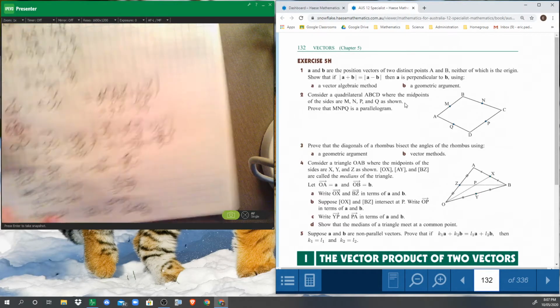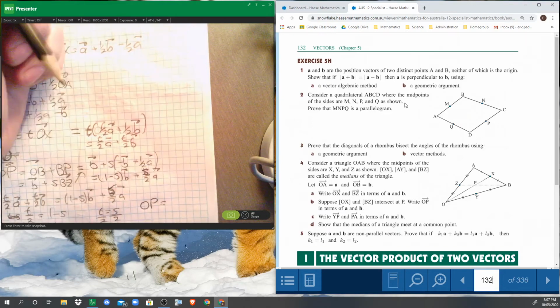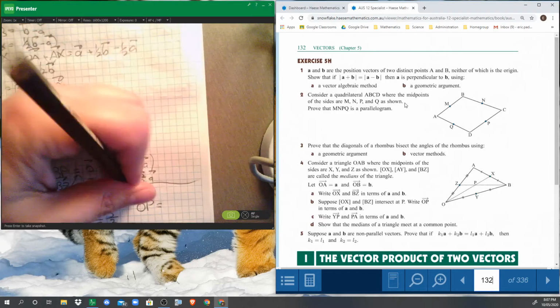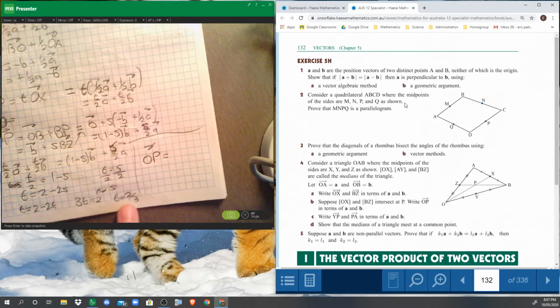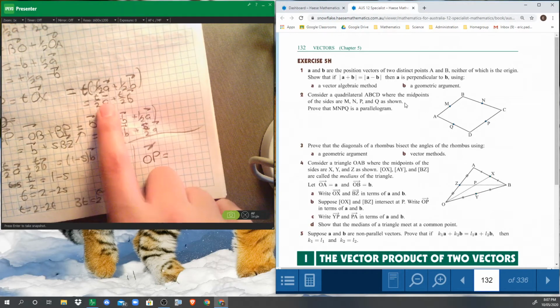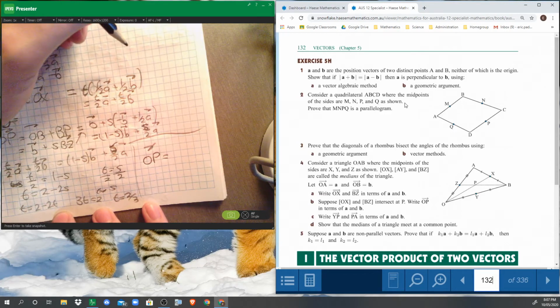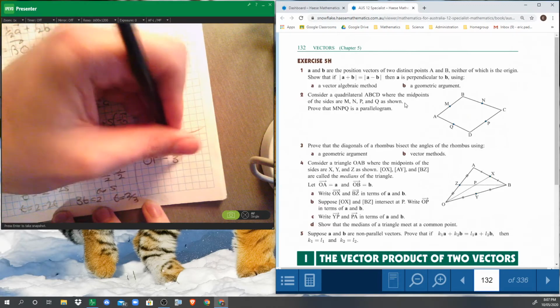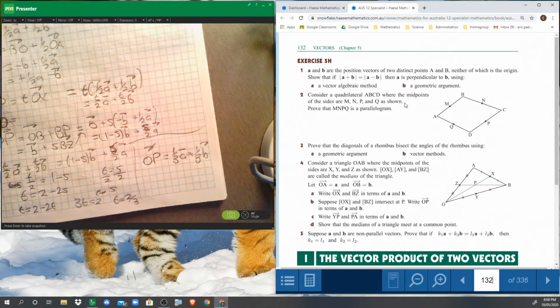All right, so basically OP equals, well, if you want to write it in terms of A and B, OP is T OX, which is 2/3 of 1/2 A plus 1/2 B, which could be considered 2/6, or 1/3. So 1/3 of A plus 1/3 of B. That's OP.